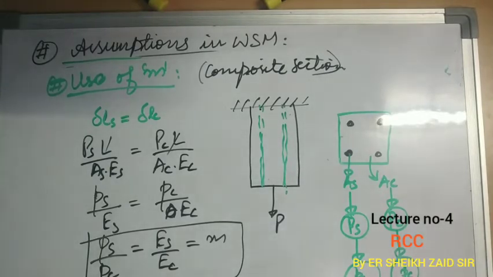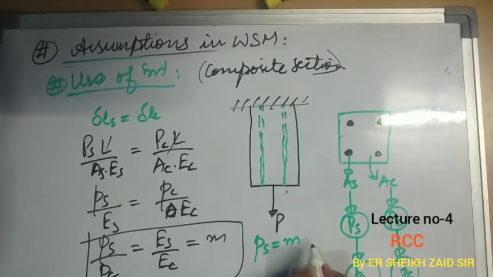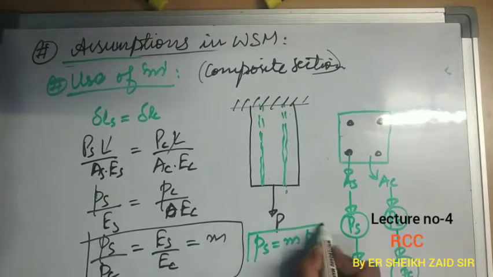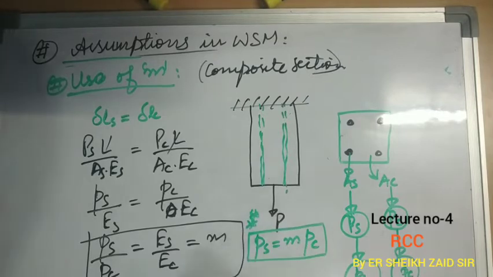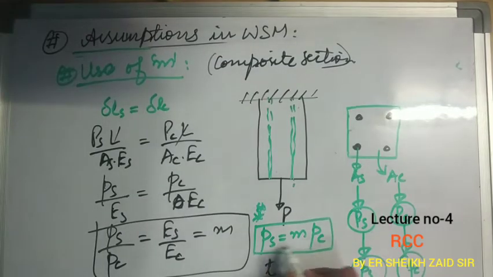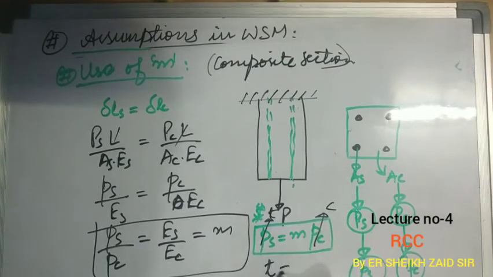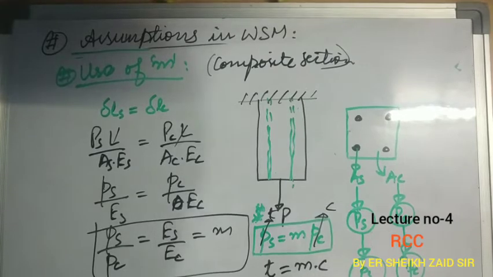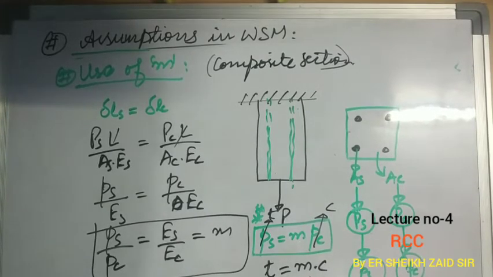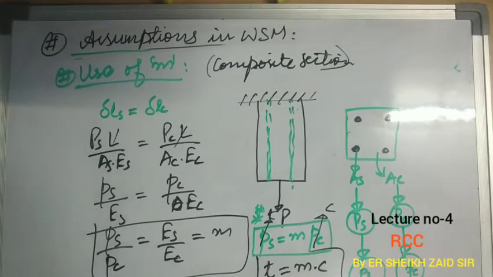So we can write stress in steel as M times stress in concrete. So this is an important formula here. If stress in steel is denoted by T, and stress in concrete is denoted by C, then we can simply write T is equal to M into C, or C is equal to T by M. So these are our two formulas.